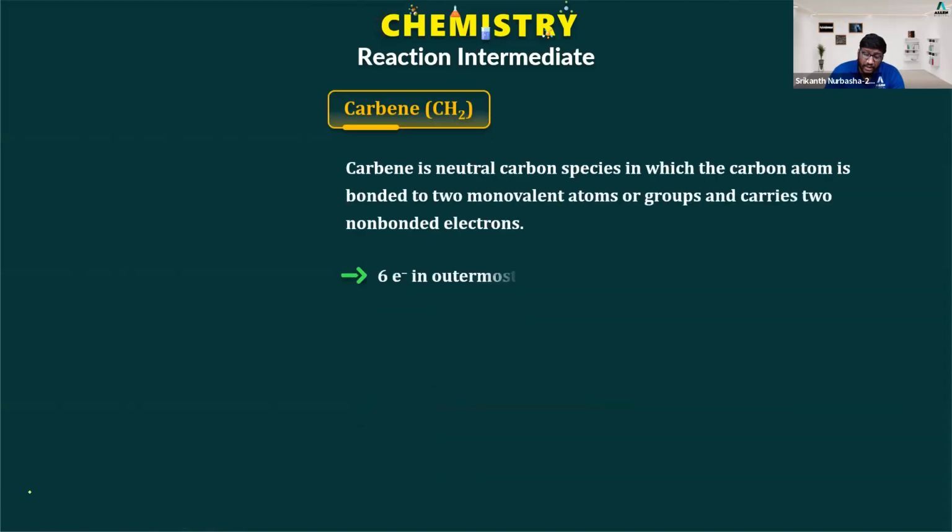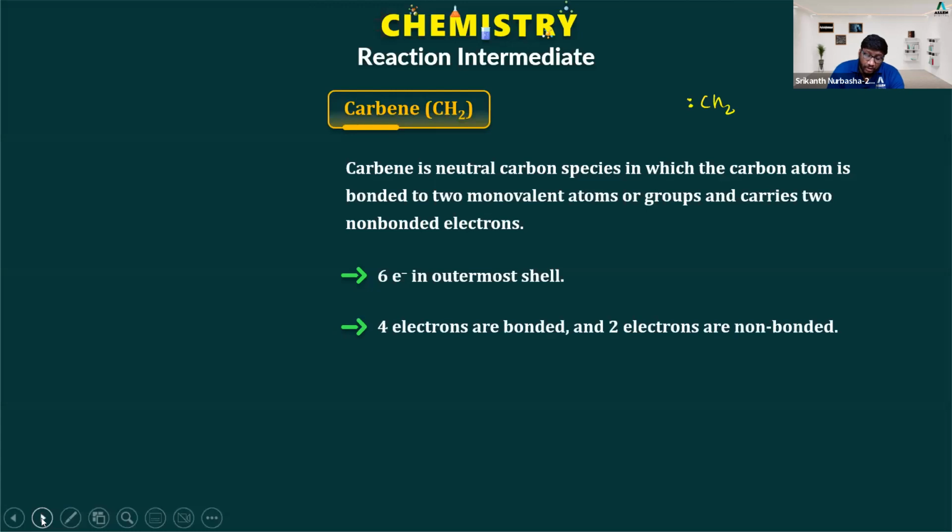So carbene is a neutral carbon species in which the carbon atom is bonded to 2 monovalent atoms or groups and carries 2 non-bonded electrons, like CH2 with a lone pair of electrons on carbon. Like 2 CH bonds and 1 lone pair will be present on the carbon atom. So around carbon you have 6 electrons in the outermost shell. 4 electrons are bonded and 2 electrons are non-bonded.